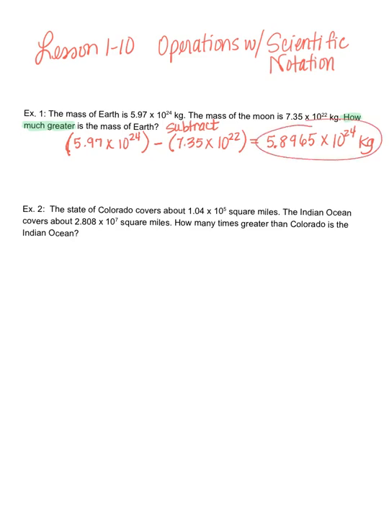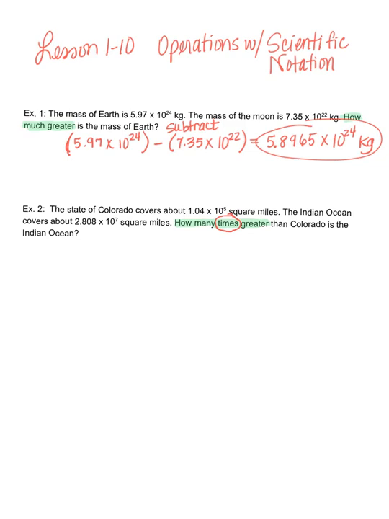Okay, so example 2, let's look at it. I'm going to read it. The state of Colorado covers about 1.04 times 10 to the 5th square miles. The Indian Ocean covers about 2.808 times 10 to the 7th square miles. How many times greater than Colorado is the Indian Ocean? Now I chose this one because it's a little different. It doesn't say how much greater. It says how many times greater. And that little word times makes a big difference.